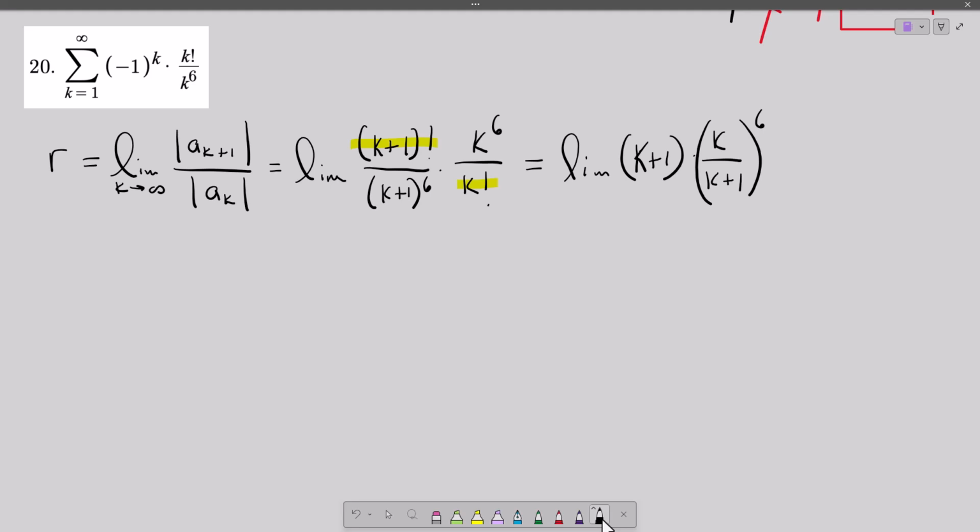And what is the limit of this part here? This whole part goes to 1, because k and k plus 1 have the same exponents, so the ratio of coefficients is 1. And this piece goes to infinity, so the overall limit is infinity times 1, which is infinity. This is greater than 1, it's not less than 1, therefore diverge.